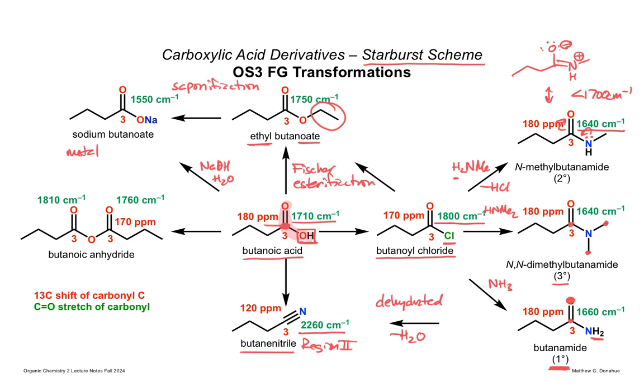And then finally, another condensation or dehydration is when you take 2 equivalents of an acid, you can dehydrate it to form an anhydride. And so the anhydride in the IR, again, that was the one that always had 2 carbonyl shifts, so that's pretty diagnostic.